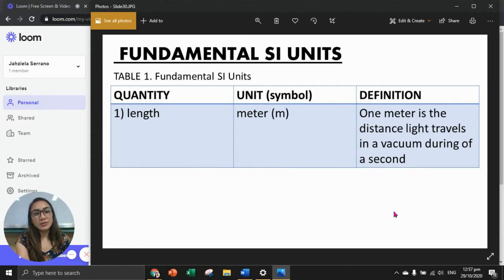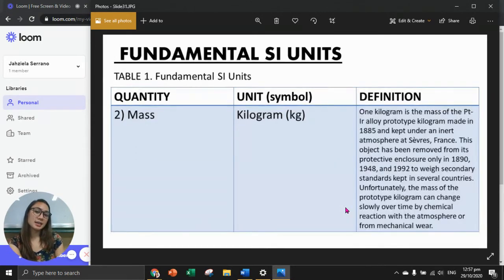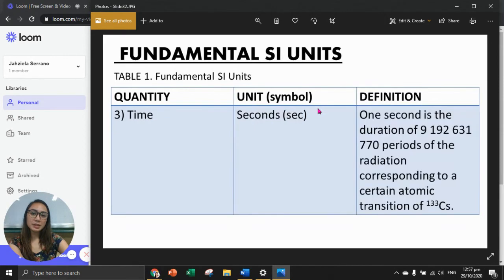So sabi dito yung definition niya is 1 meter is the distance light travels in a vacuum during a second. So actually yung definition naman, you don't have to know or you don't have to memorize this. Ang mahalaga lang dito is alam nyo kung ano yung unit of measurement pag hinahanap yung length sa SI. Okay, next is when we talk about mass, kilogram yung ating unit of symbol. Okay? And then for time, ang unit symbol natin is seconds or sec.